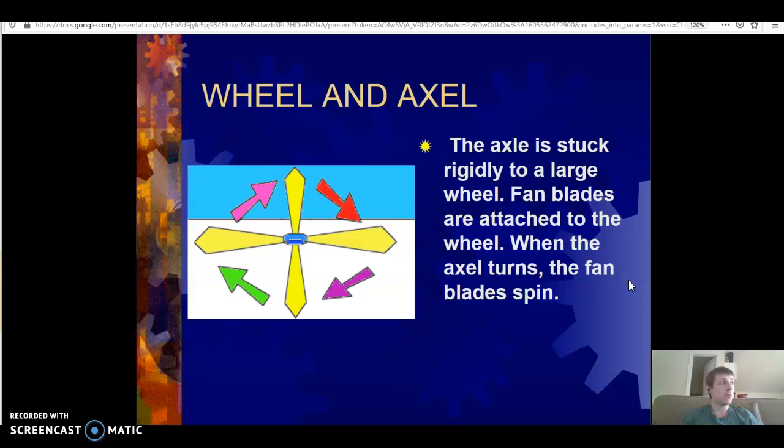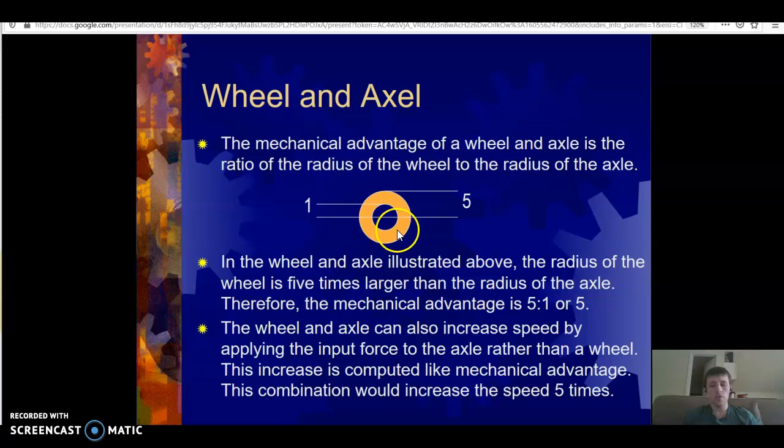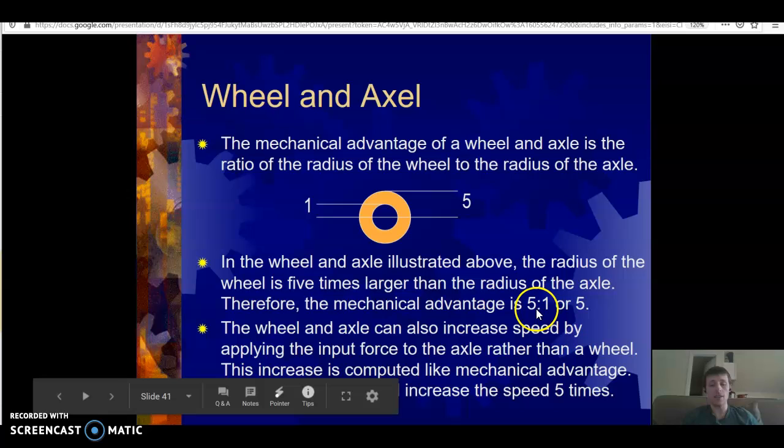Last but not least, we have wheel and axle. The axle is stuck rigidly to the large wheel, and then this is a fan contraption. You can also think of just a regular car wheel or bike wheel. In order to figure out the mechanical advantage of this contraption, you need to look at the difference between the radii of the axle in the center and the wheel at the rim. So in this particular example, this is 5 units and this is 1 unit, so this would be a 5 to 1 mechanical advantage system.